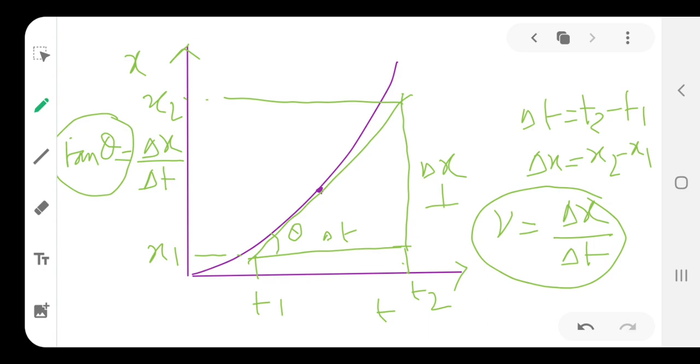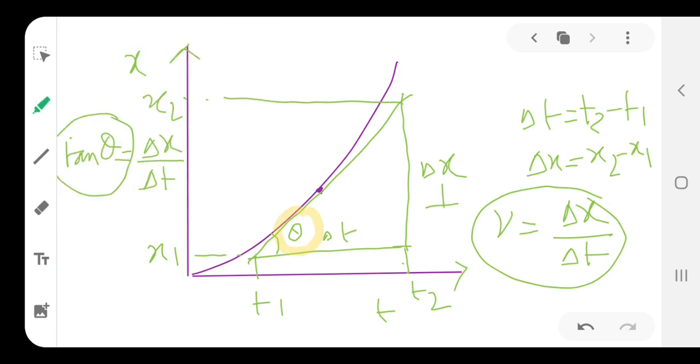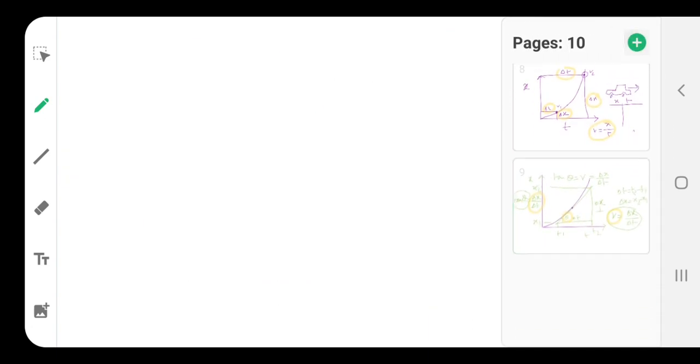But one more thing you have noticed. With this theta, I can guess what my velocity will be, because there is a correlation: velocity is delta x by delta t, and tan theta is also delta x by delta t, right? So there is a correlation between these two things. So I can say always tan theta is equal to v equal to delta x by delta t. Now you will say, why? What are you doing, sir? Now see.